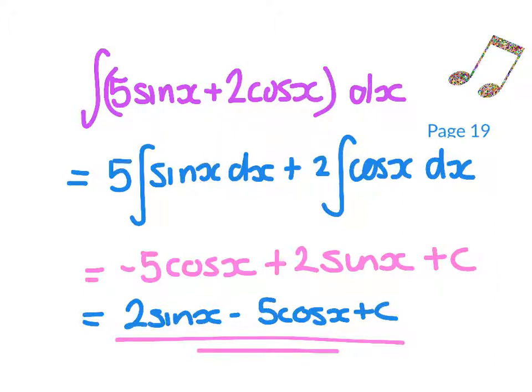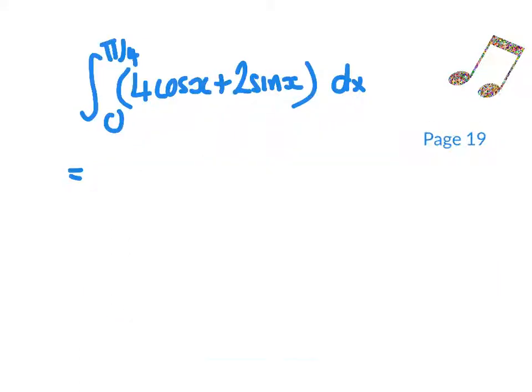Now the second example that we're asked for on page 19 has limits. It has an upper limit and a lower limit, so it's not going to have a plus c, and we're going to evaluate. Now, when we are integrating or differentiating trig functions, we must use radians, we cannot use degrees. Okay, so the second example is asking us to integrate 4 cos x plus 2 sin x between the limits of 0 and pi over 4.